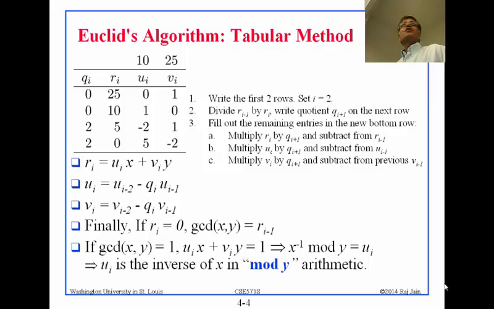Alright, so everybody can get the fourth row. Now you will notice that in every row, the remainder in that row is equal to the u value times x, which is right here, plus the v value times y. So if you take 0 times 10 plus 1 times 25, that is 25. 1 times 10 plus 0 times 25 is 10. Minus 2 times 10, minus 20, plus 1 times 25 is 5. So Ri is equal to ui x plus vi y for all i's.